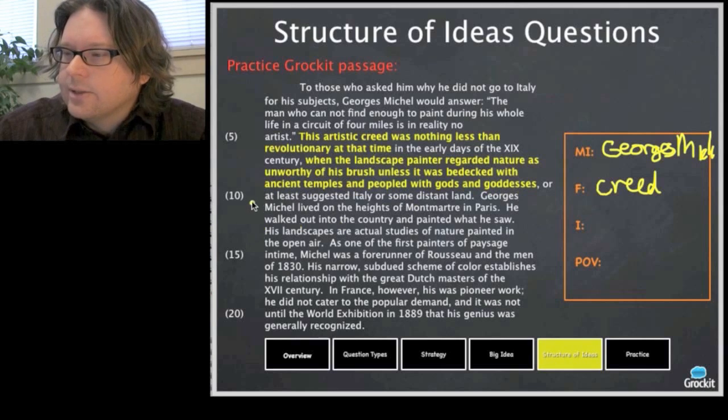Gods and goddesses, or at least suggested Italy or some distant land. Georges Michel lived on the heights of the Montmartre in Paris. He walked out into the country and painted what he saw. His landscapes are actual studies of nature painted in the open air.